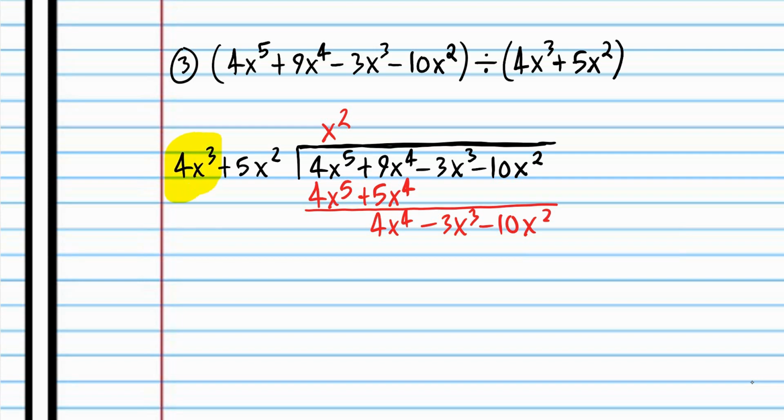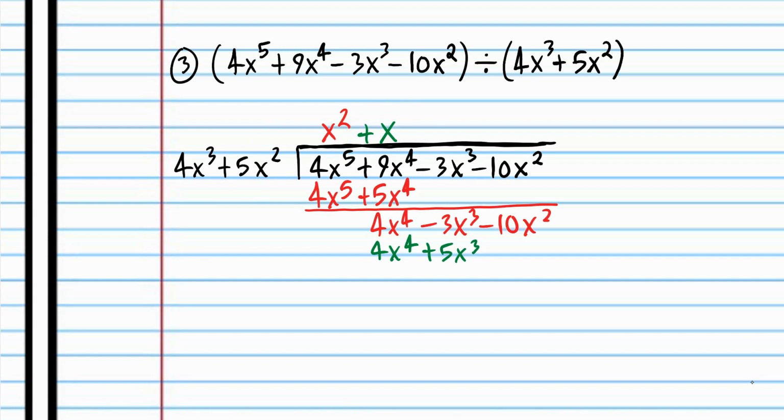4x cubed times what is equal to 4x to the fourth? And if you said x, you're right. Step number 2, multiply that term we just wrote by the divisor. X times 4x cubed is 4x to the fourth power. And x times 5x squared is 5x cubed. That was step number 2.